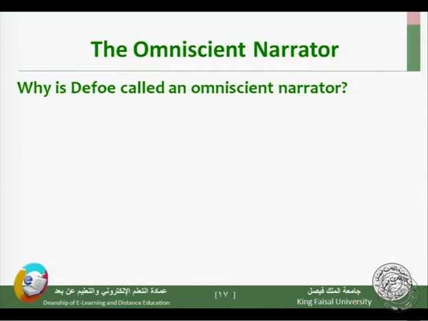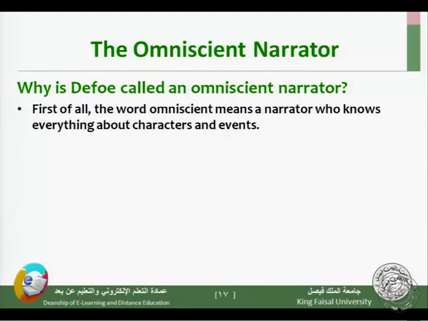Okay? Why is Defoe called an omniscient narrator? First of all, the word omniscient means a narrator who knows everything about characters and events. He knows everything. He tells us everything. We do not participate. We just depend on his version, on the way he narrates the events to us.